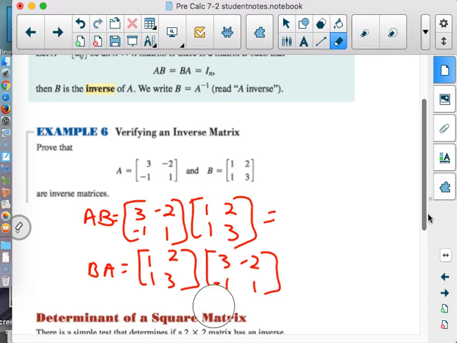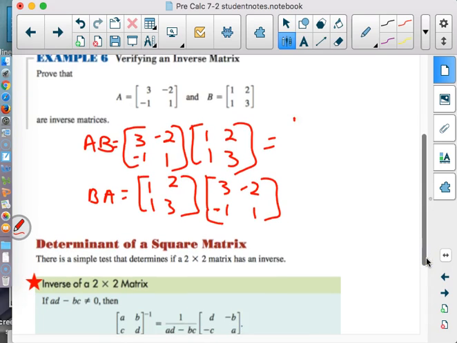And again, what we're checking here is, when we multiply by these, do we get the identity matrix? What's supposed to happen if this is truly an inverse? So let's see. 3 times 1 is 3. Negative 2 times 1 is negative 2. 3 plus negative 2 is 1. It's a good start. Just a start, but it's a good start.